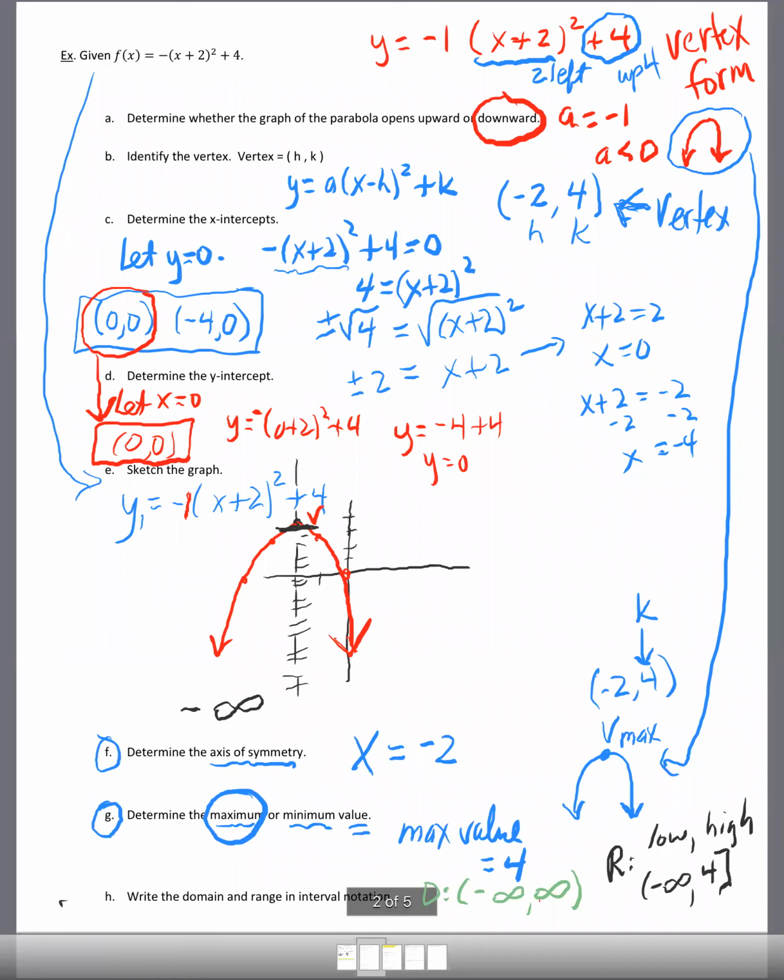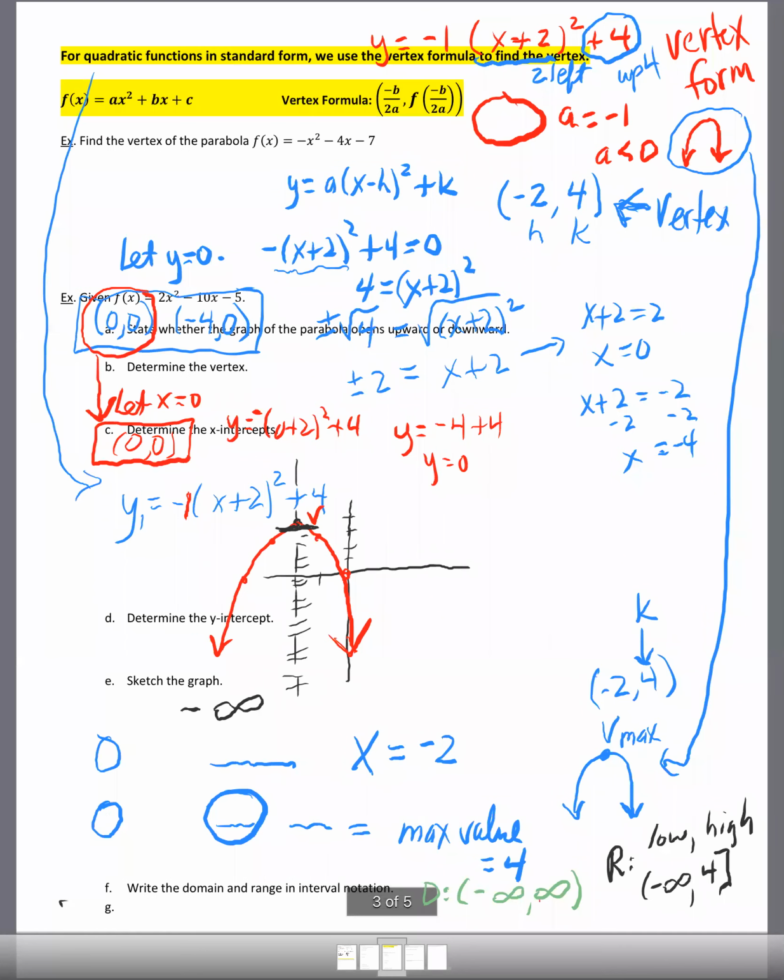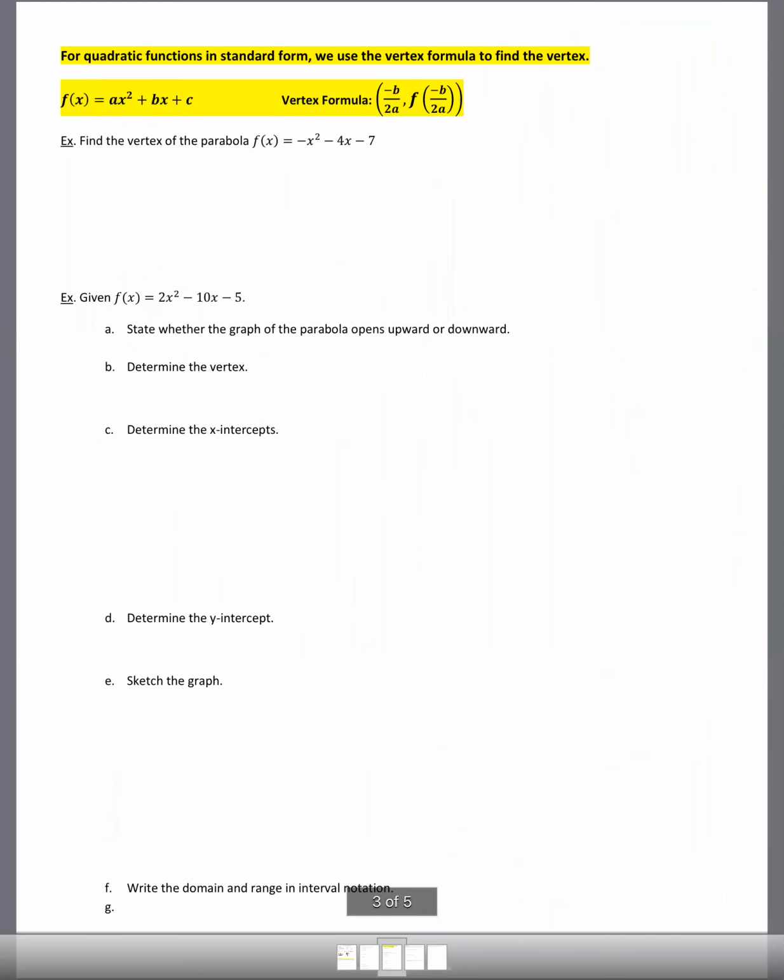All right, so let's look at our next problem. And here things are going to change just a little bit. We see that the quadratic function is now going to be written in what they call standard form. When you look at the standard form and they ask us to find the vertex, it's not very obvious anymore what the vertex is because you don't see the letters h and k in here. You don't see them in that problem.